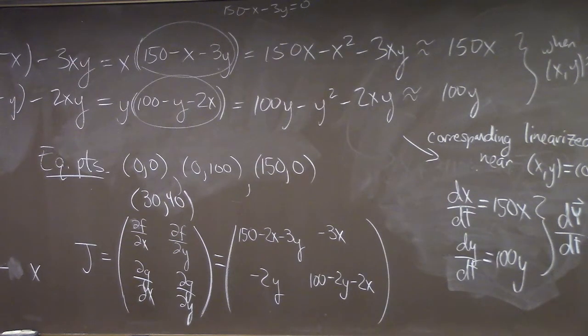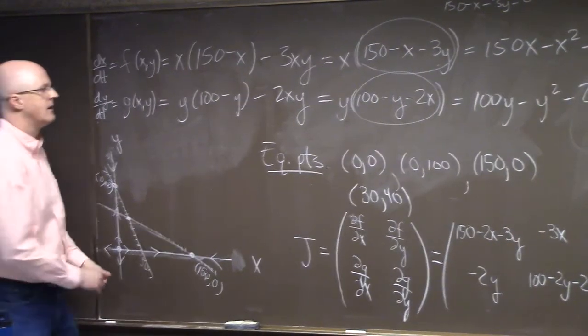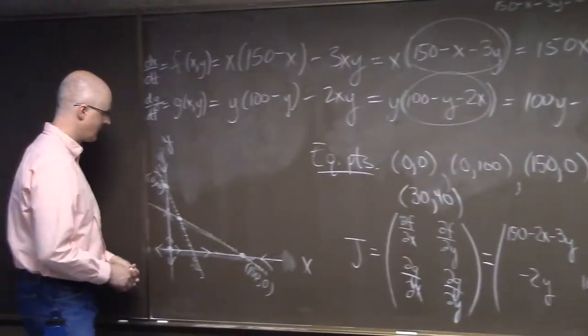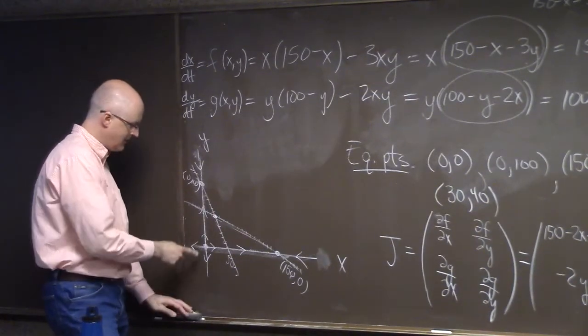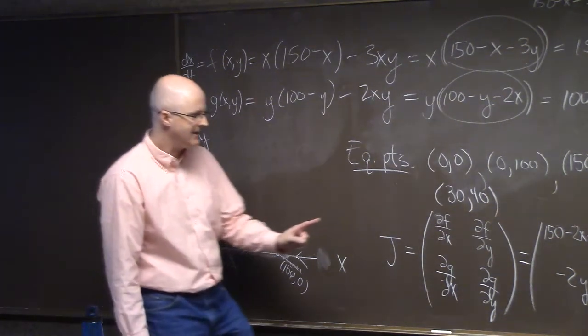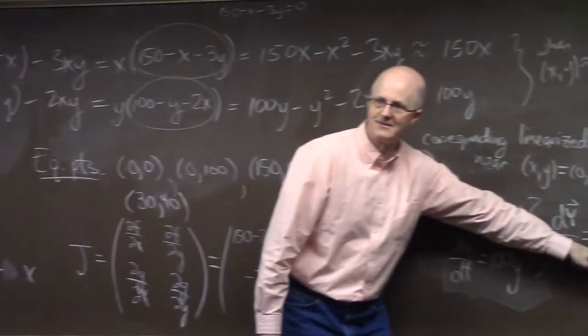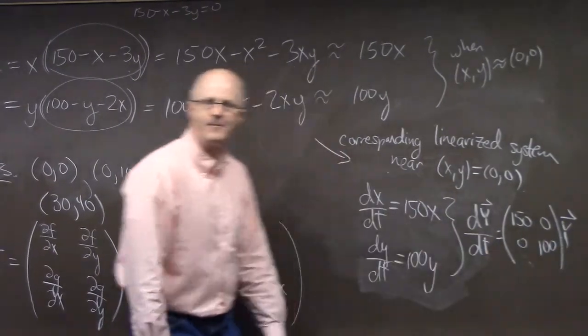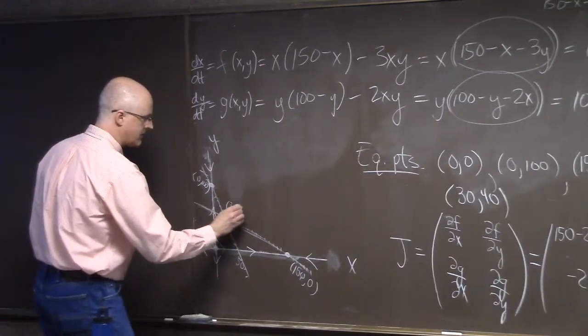It's a function. How is it relevant? You evaluate this Jacobian matrix at the equilibrium points to find the corresponding linearized system. Let's evaluate it at this one. You should be able to evaluate it at any of them. You can just in your mind evaluate it at the origin. If you evaluate it at x equals 0, y equals 0, you'll get 150, 0, 0, 100. Same thing as that. What about at 30, 40? Let's do it there.